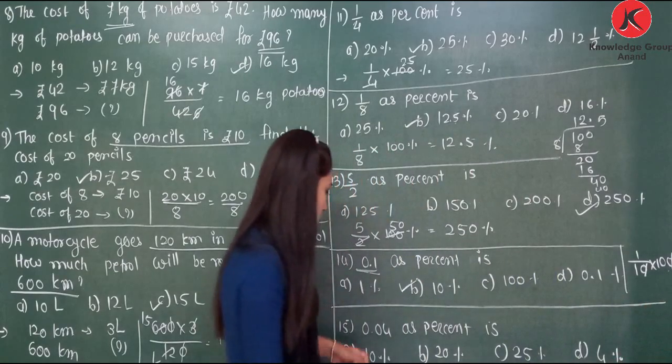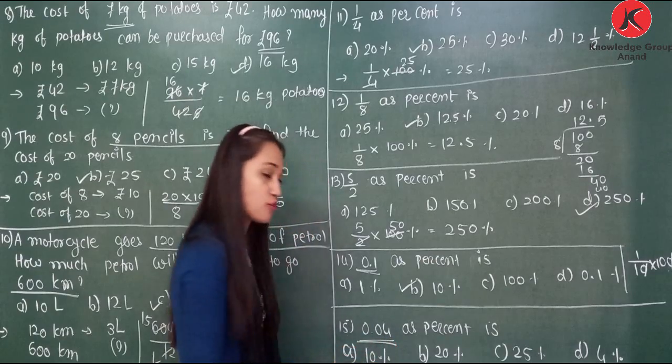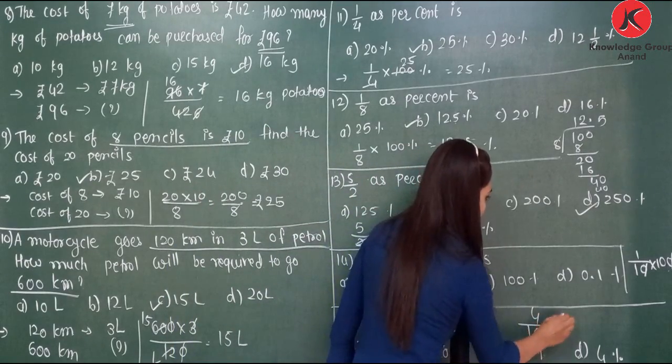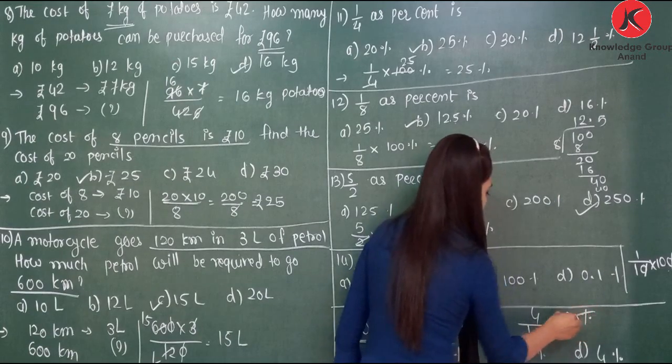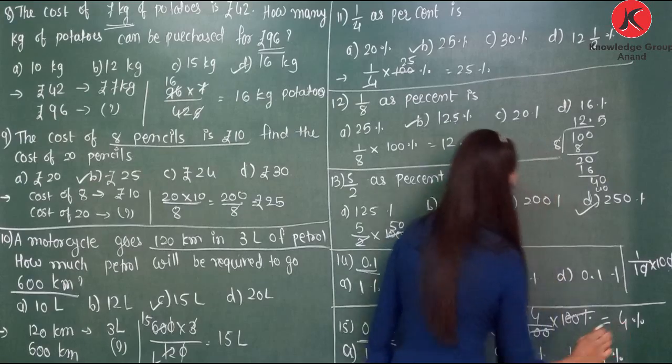Now next, 0.04 as a percentage. So write 0.04 as a fraction. So that is 4 by 100 multiply by 100%. So that is cancel, so it is 4%. Option B.